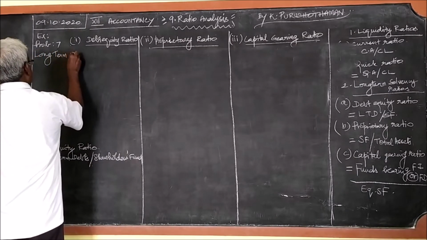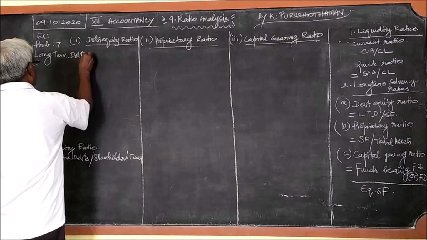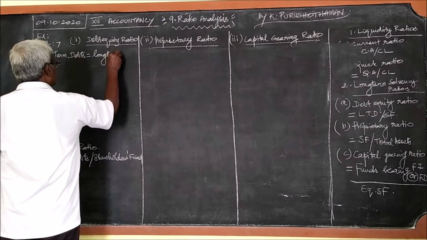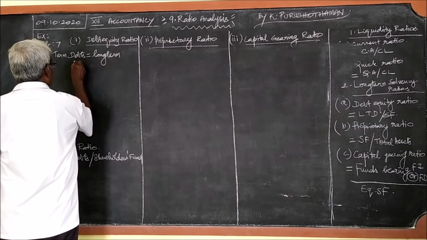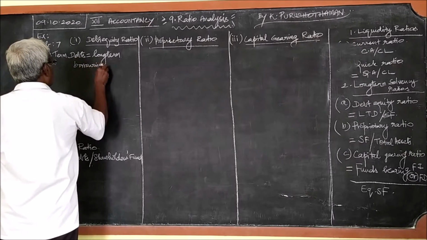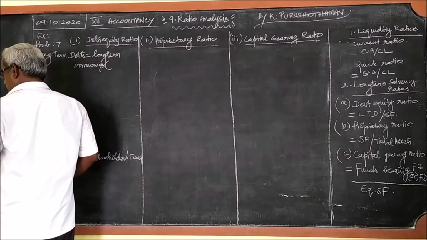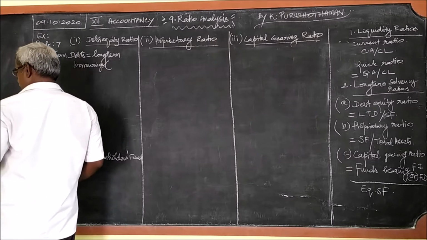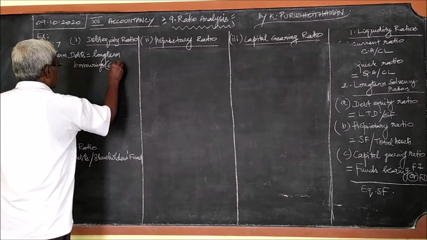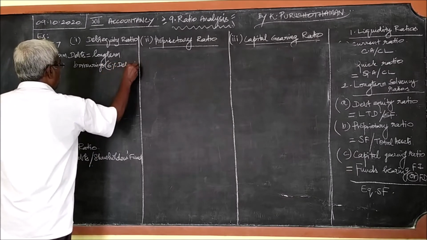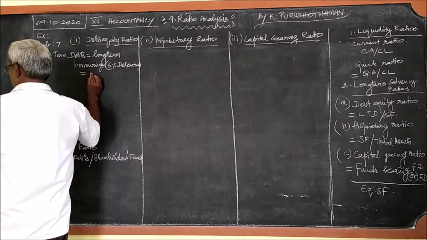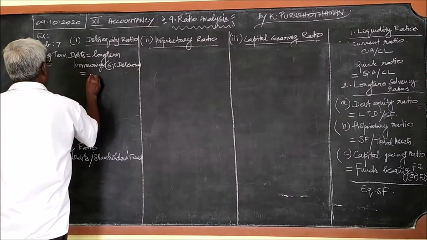Long-term debts is equal to long-term borrowings. That is, in this problem, long-term borrowings is debenture, 6% debenture. This is equal to, what is the amount of long-term borrowings? 3 lakhs.